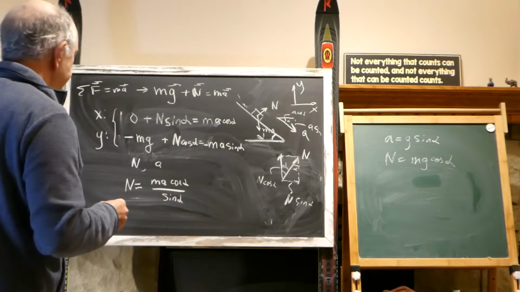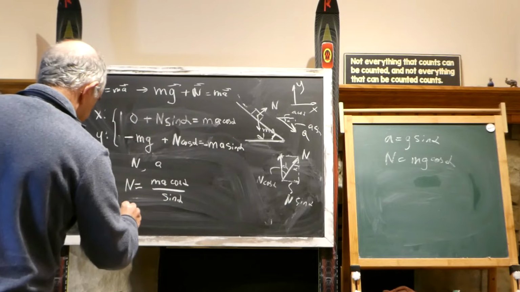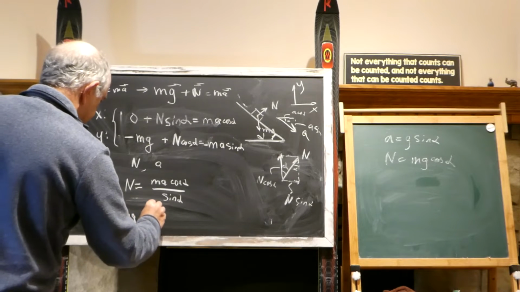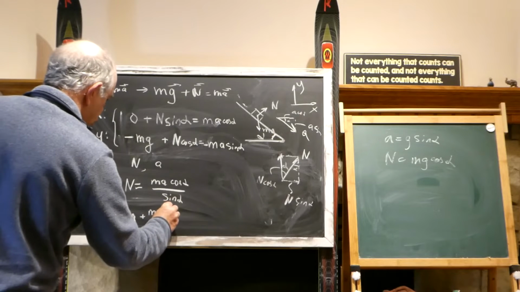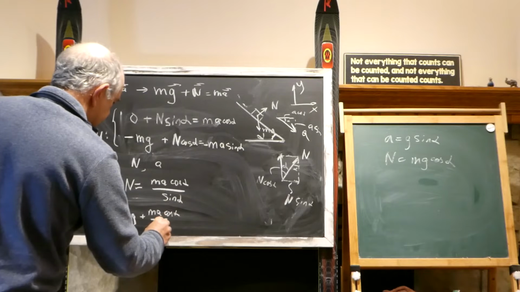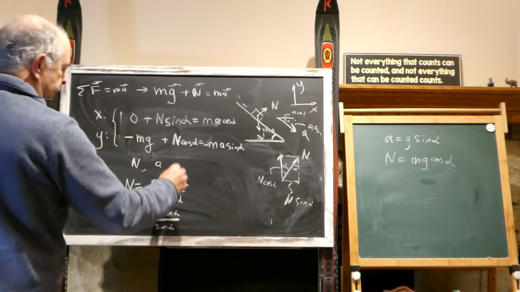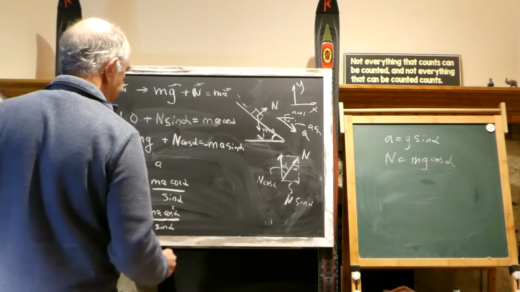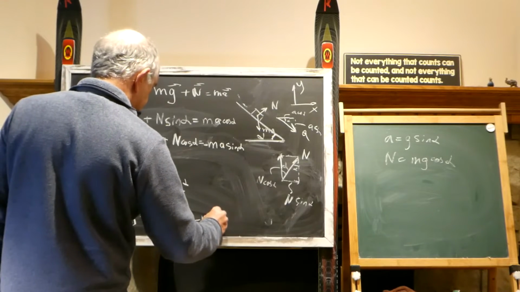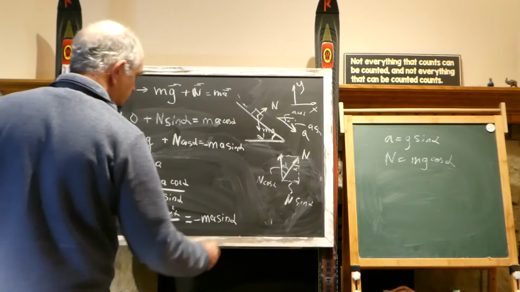So N is done. And now let's put N here in the second part, and we will have minus mg plus ma cosine alpha divided by sine alpha, times cosine alpha, equals minus ma sine alpha, right? I only put N, and then I get cosine squared alpha.